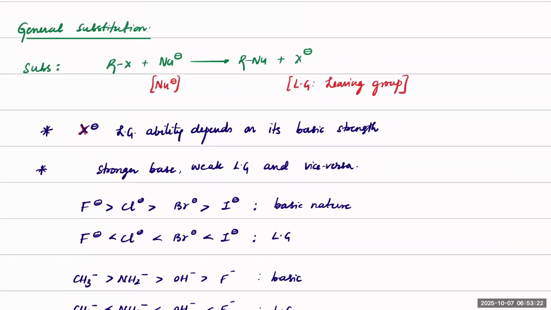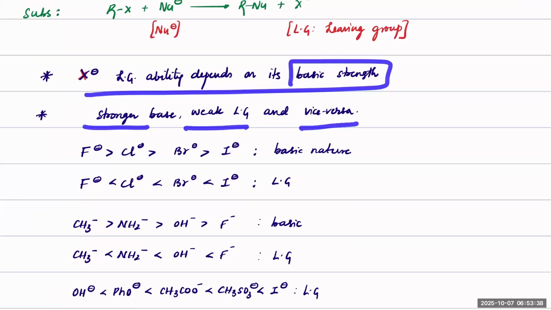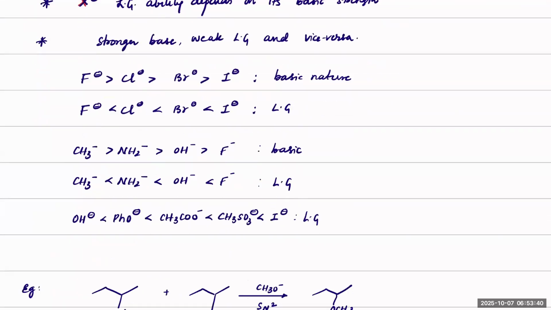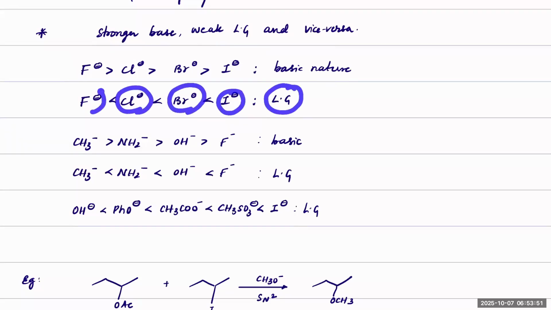Next. In any general substitution, when a nucleophile substitutes, you get R-Nu and X minus. The X minus which is leaving is called the leaving group. Now, leaving group ability depends upon its basic strength. The stronger the base, the weaker the leaving group, and vice versa. So the basic nature of the halides: F minus is more basic than Cl minus, Br minus and I minus. But when it comes to leaving group, I minus is a better leaving group than Br minus, Cl minus and F minus.